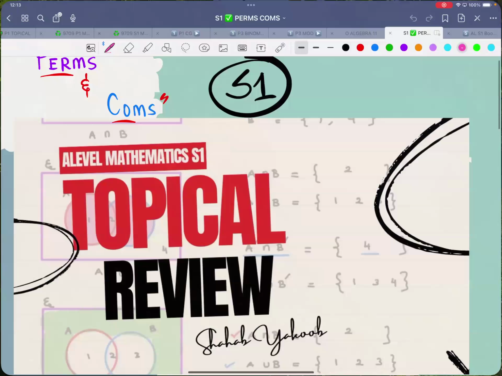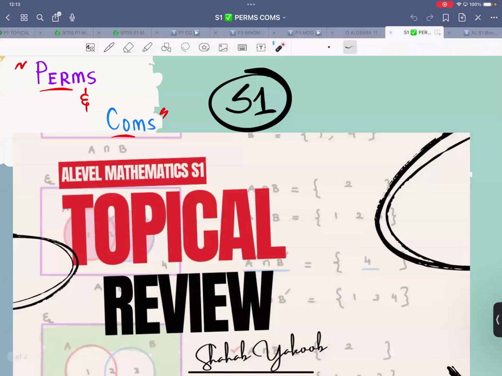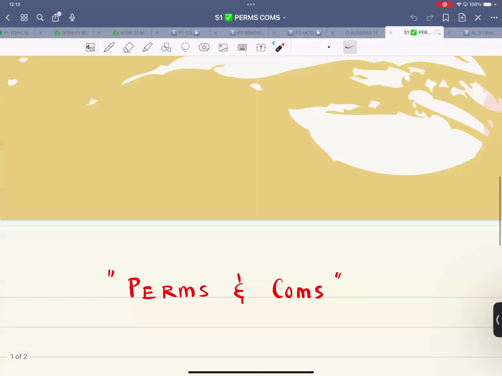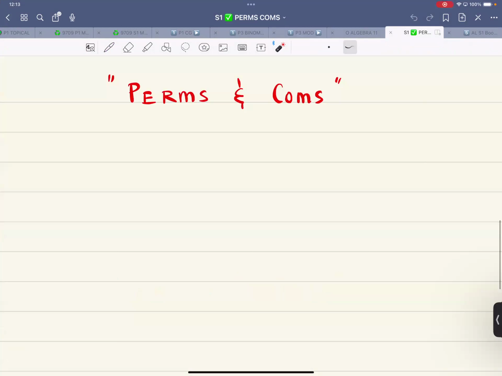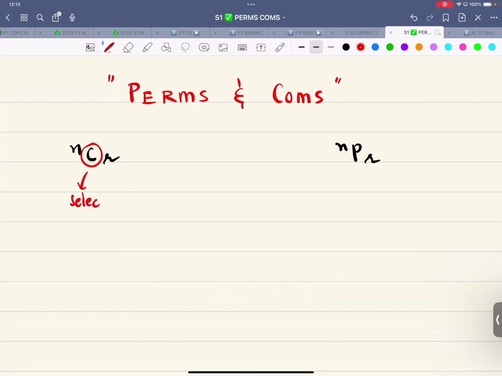Let's get started with the permutation and combination of S1, the topical review. In permutation and combination, let's get a few things straightened out. The first thing is the properties of nCr and nPr. Now we should know that in nCr, the C stands for selection. Order does not make a difference.